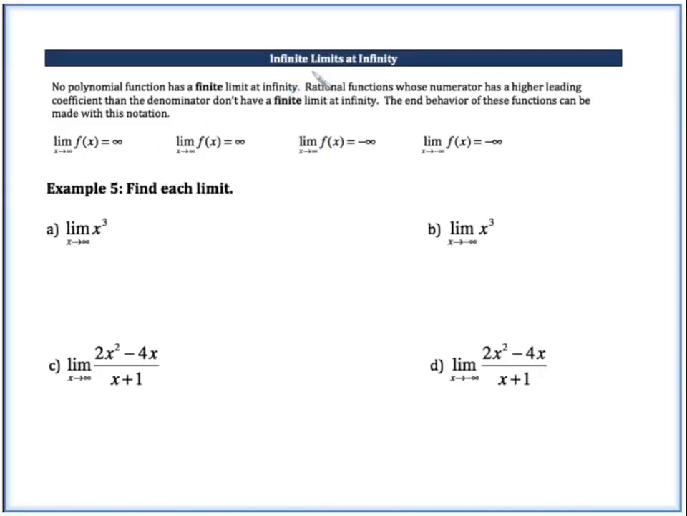Next we want to talk about infinite limits at infinity. It says no polynomial function has a finite limit at infinity. Rational functions whose numerator has a higher leading coefficient than the denominator don't have a finite limit at infinity either. That's the big on top. So the end behavior of these functions can be described with this notation. We can either say that it approaches infinity or negative infinity.